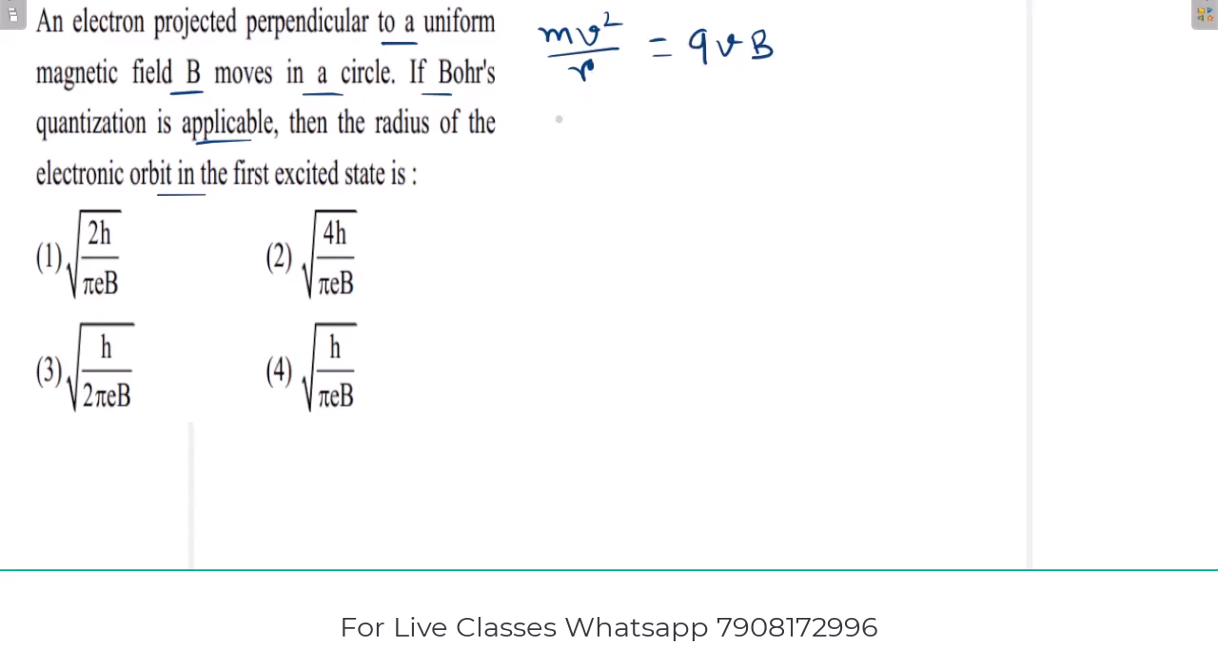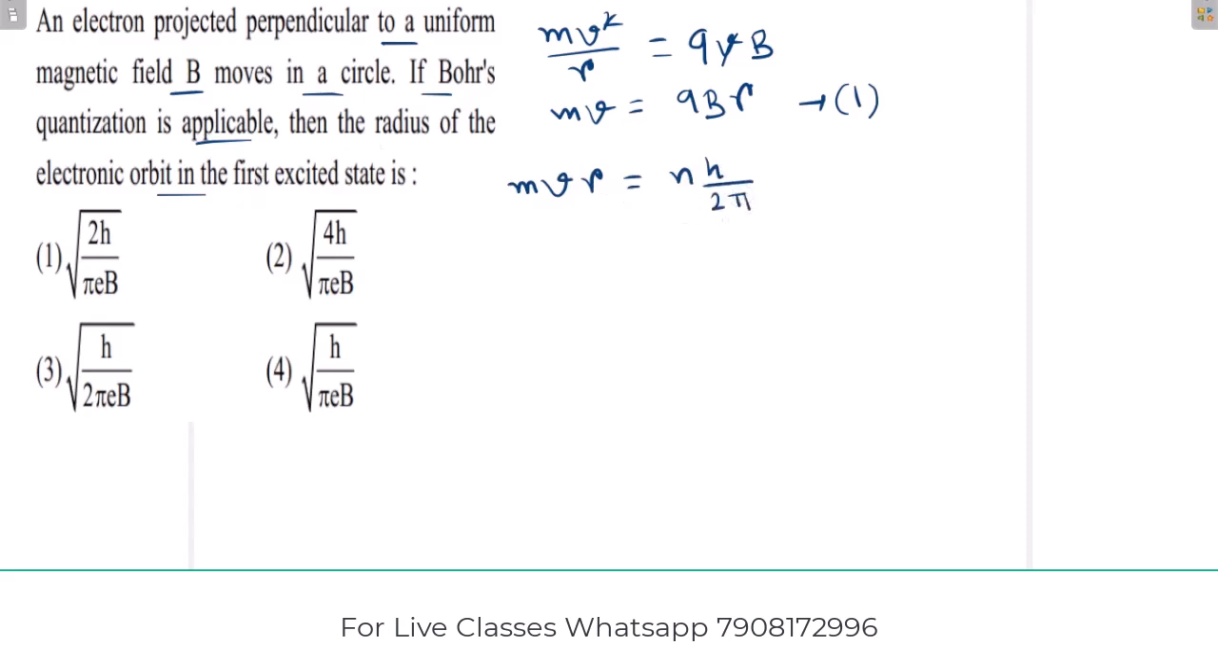Then v cancels, that is mv is equal to qBr. So this is the relation, mv = qBr. And here if Bohr's quantization is applicable, now Bohr's quantization rule is that the angular momentum mvr is equal to nh/2π.